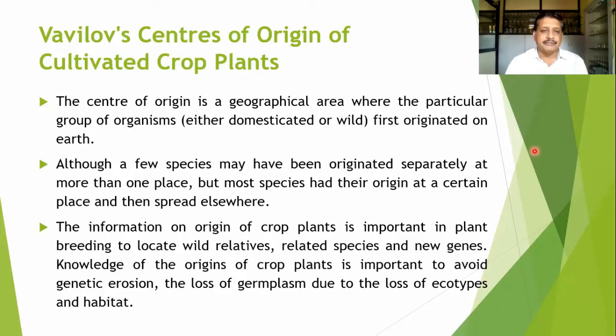Information on the origin of crop plants is important in breeding to locate the wild relatives of the species and new genes. Knowledge of the origin of crop plants is also important to avoid genetic erosion and the loss of germplasm due to the loss of ecotype or habitat. So these wild relatives of cultivated plants help us preserve their germplasm, so that other hybrid or cultivated varieties can be developed from those wild stocks.